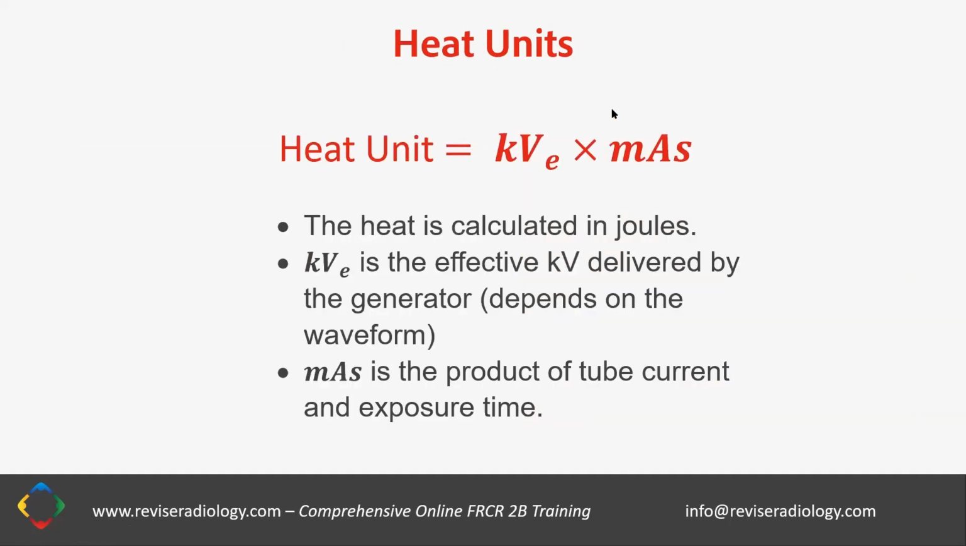When we're talking about how much heat the anode can withstand, or how much heat the X-ray tube can withstand, a really important quantity is the heat unit. The heat unit is calculated in joules. It's given by this formula: the kilovolt effective, the kilovolt delivered by the generator, multiplied by the product of the tube current and exposure time. I think all of these terms are fairly simple. If you want to take a screenshot, go ahead.